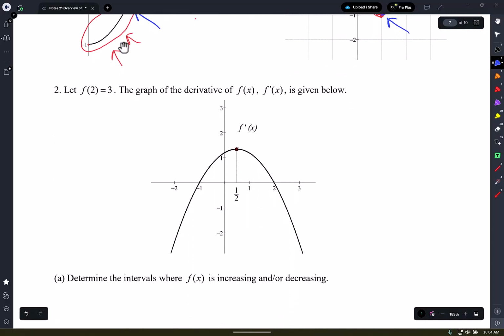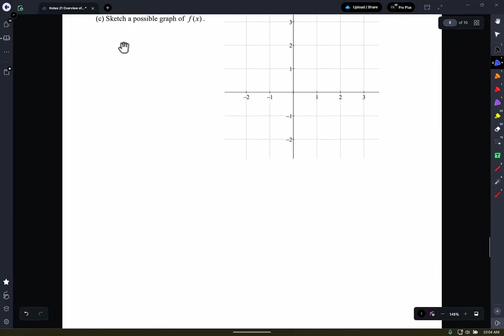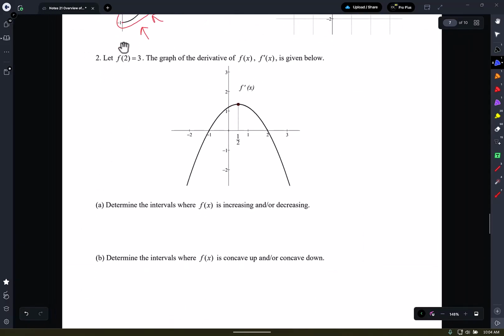All right, check this out. Okay, this is just words. We'll stop with this one. This will be the last one. Okay, f of 2 equals 3. Okay, the graph of the derivative of f of x. So this graph is f prime. Determine the intervals where f of x is increasing and or decreasing.